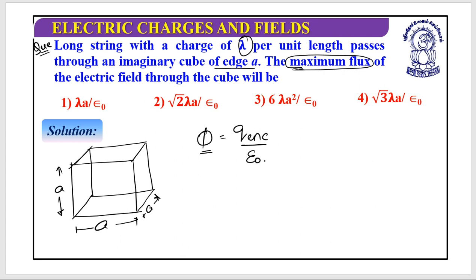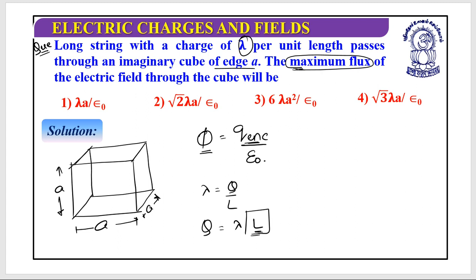This depends on the Q enclosed only. So it would be maximum if Q enclosed is maximum. Now how can Q enclosed be maximum? I know that lambda is equal to Q by L, so Q should be equal to lambda into L. Lambda is fixed, but I have the ability to choose the L. So if my L is maximum, my charge will be maximum.